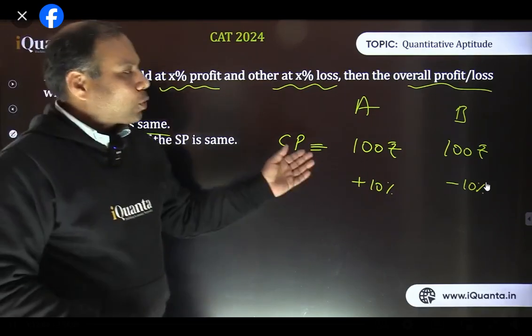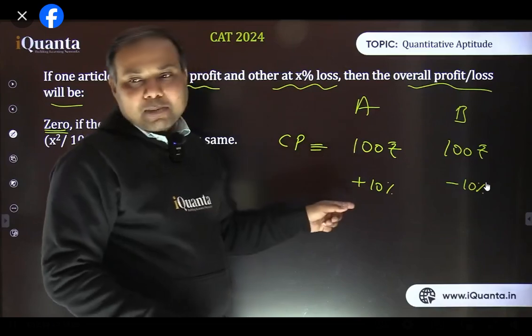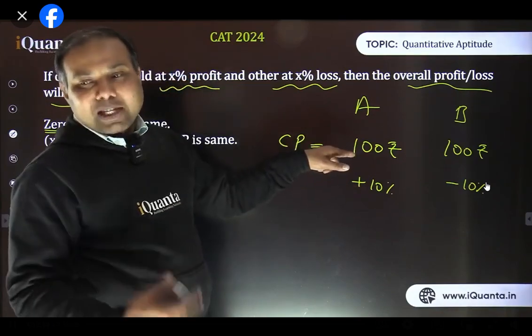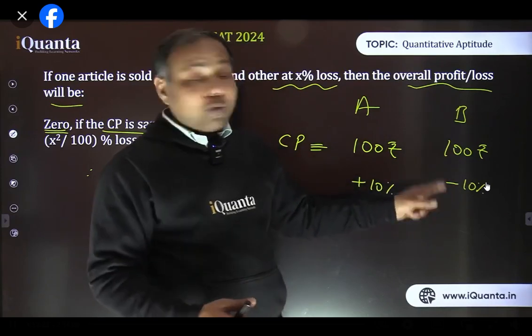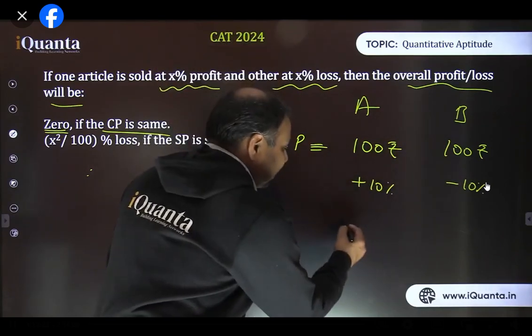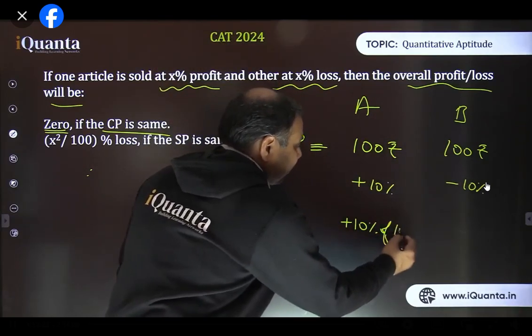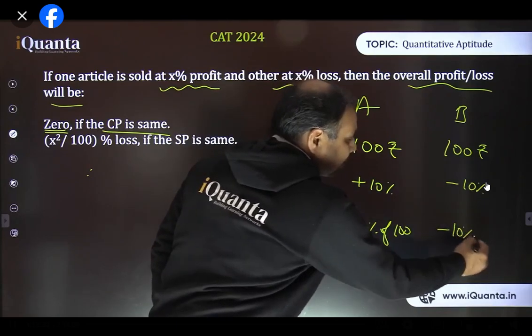Why? See, cost price is same. So this one article is giving us a profit. How much? 10% of cost price, whatever it be. And this other one has the same cost price again, but this time it is giving 10% loss, 10% of the same cost price. So this is yielding positive 10% of 100, and this is giving a loss, that is negative 10% of the same 100.